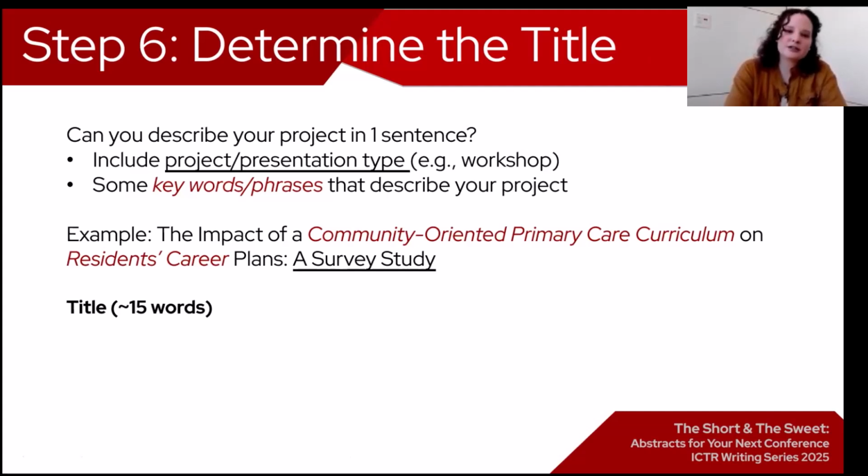You do have a little more leeway with abstract or presentation title for a conference than maybe you might feel you have for a publication. So it can be a little bit more fun, but at minimum, you need to include something that describes your project. So that might be the project or presentation type. So if you're having a workshop, that should be in the title, and any keywords or phrases that describe your project. It may help to see if you can describe your presentation in 1 sentence and then pare that down to roughly 15 words for a title length.